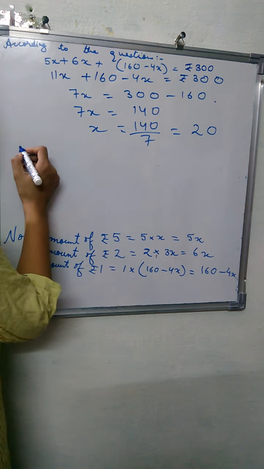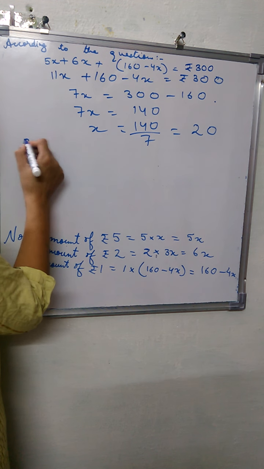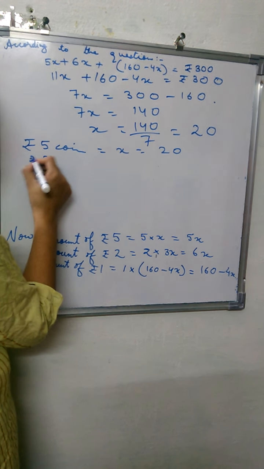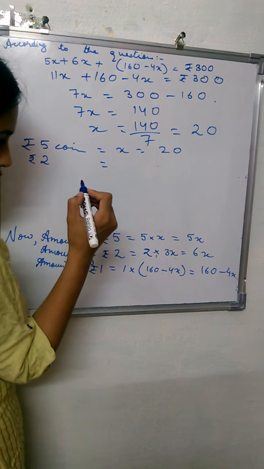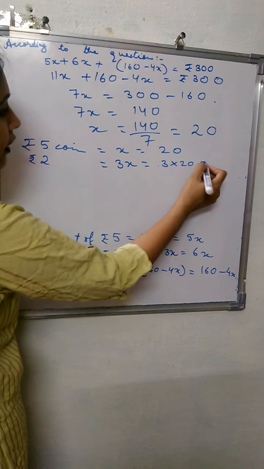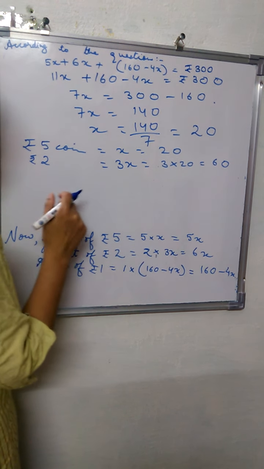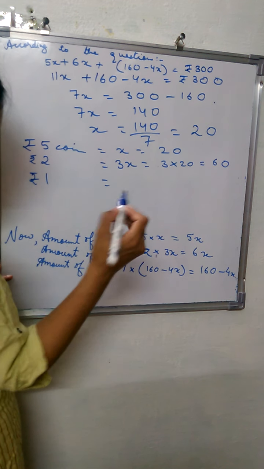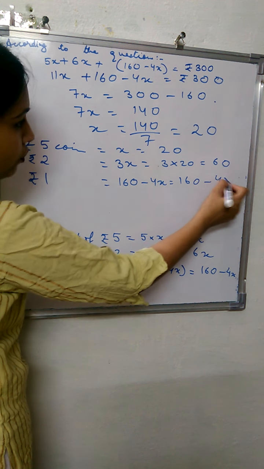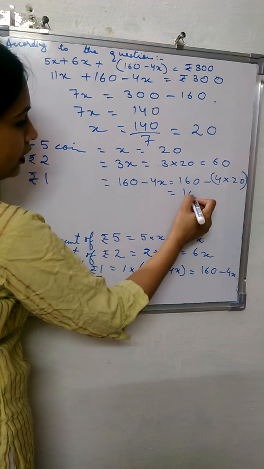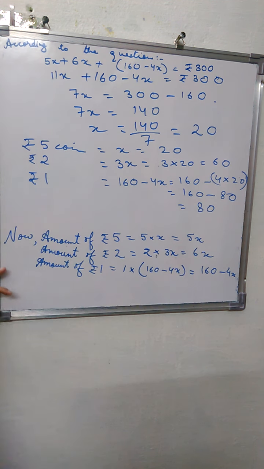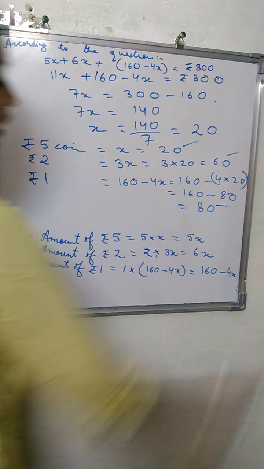Okay. So the number of rupees 5 coins is x, that is 20. Then rupees 2 coins was how much? 3x, that is 3 into 20, that is 60 coins. And rupees 1 coins was 160 minus 4x. So 160 minus 4 into 20, so 160 minus 80, that is 80. Okay.